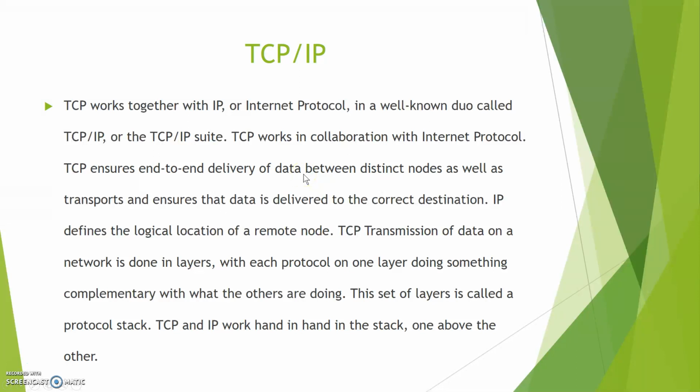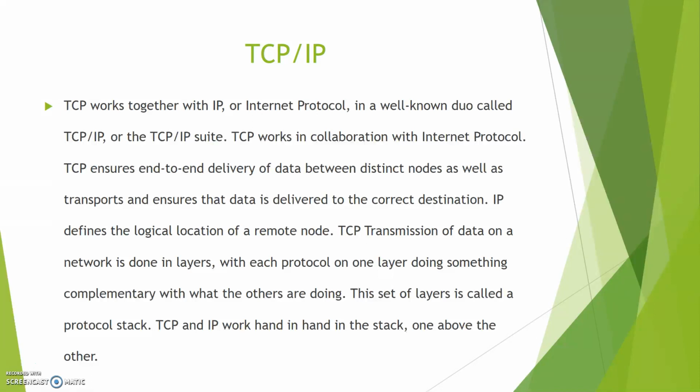Next, I want to talk about TCP/IP. TCP works together with IP, or Internet Protocol, in a well-known duo called TCP/IP, or the TCP suite. TCP ensures end-to-end delivery of data between distinct nodes, which are basically, to put it simply, devices within a network, as well as transporting and ensuring that data is delivered to the correct destination. That's the basis of TCP. And IP defines the logical location of a remote node or device. So they work together in that way, and they're very commonly grouped together.